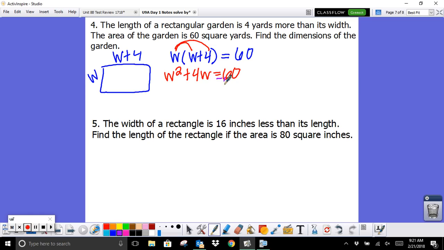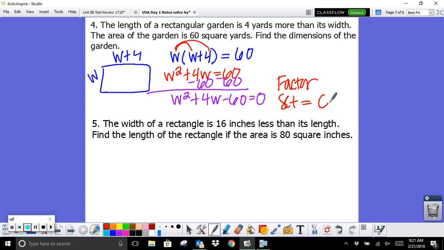Before I can factor this, I have to get it equal to 0. So I'm going to move the 60 over. So I have W squared plus 4W minus 60 equals 0. Okay, then what you would do is you would factor and then set factors equal to 0 and find your sides. Okay, so I'm not going to go through the rest of that.